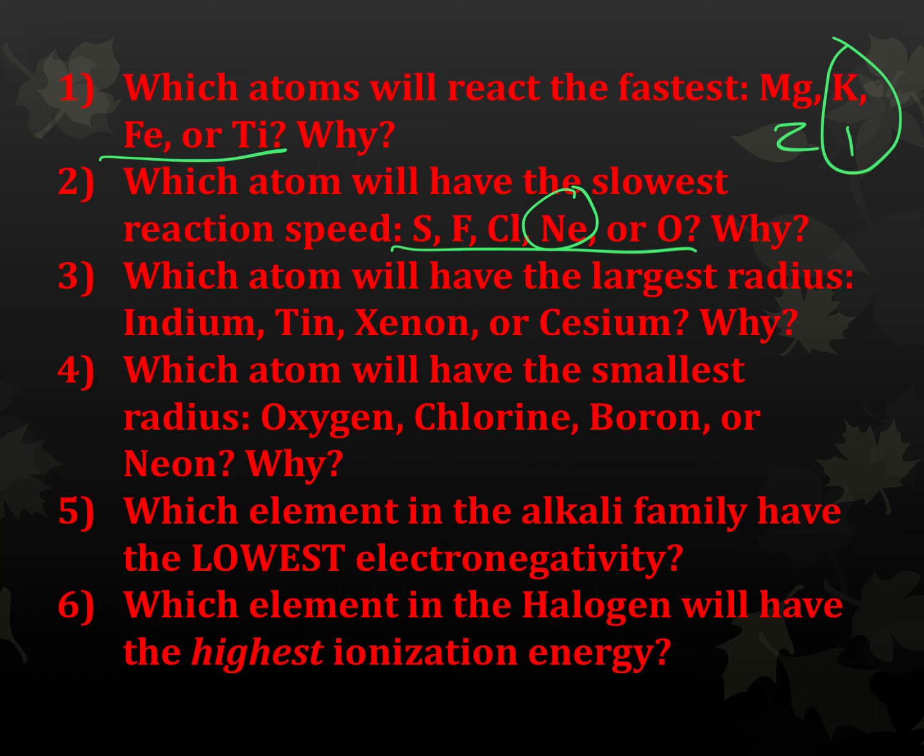Which atom will have the largest radius? The largest will be to the lower left of the periodic table, and therefore, analyzing that, the answer should be cesium. Which atom will have the smallest radius? Analyzing that, the answer will most likely be neon. Make sure you look at the periodic table yourself to understand this, because the understanding is more important. Which element in the alkali family will have the lowest electronegativity? Okay. Which element in the halogens will have the highest ionization energy?